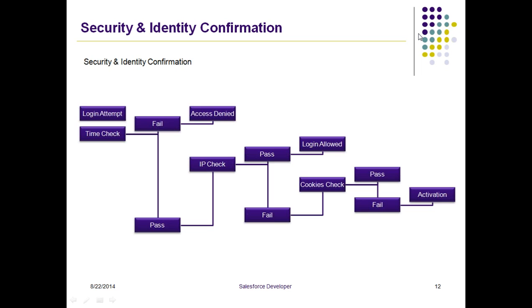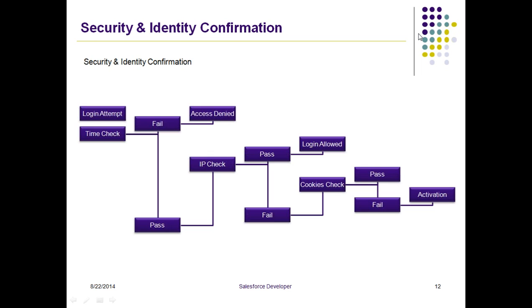So this is our security and identity confirmation. As an administrator, you have to understand that these are two restrictions you can put on your users. As an end user, you have to understand the process of how it works. So in case you are under a time limit restriction, or an IP range restriction, you should always understand how it works.